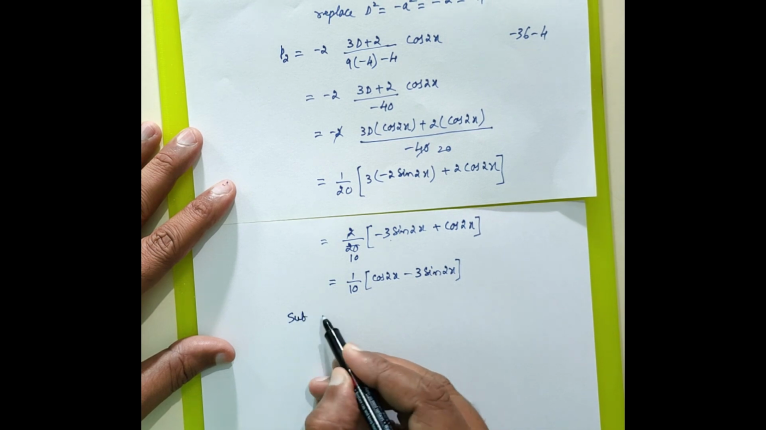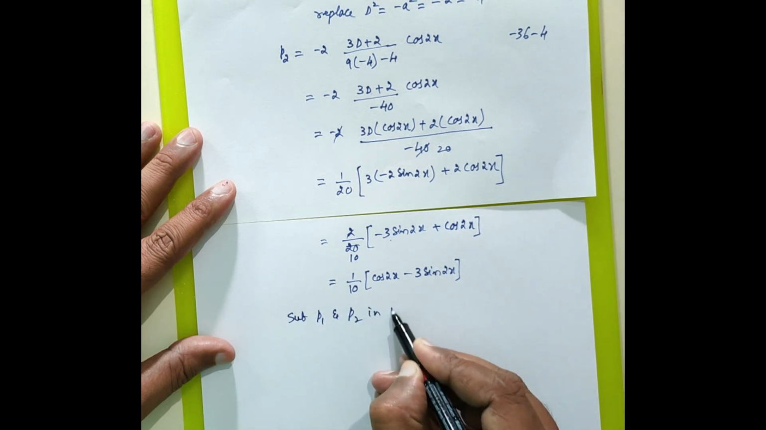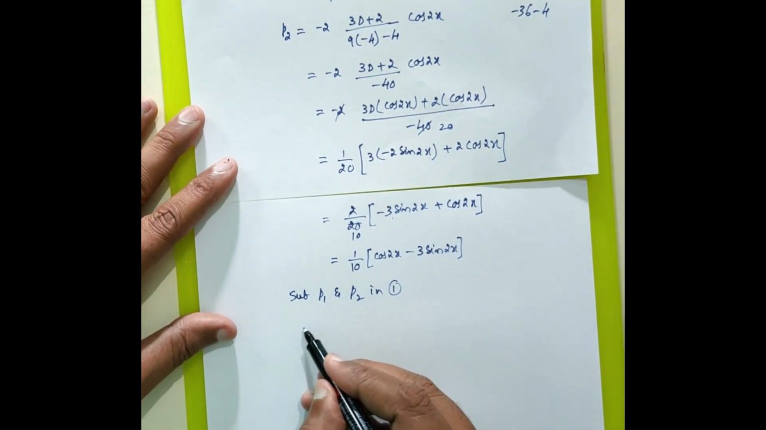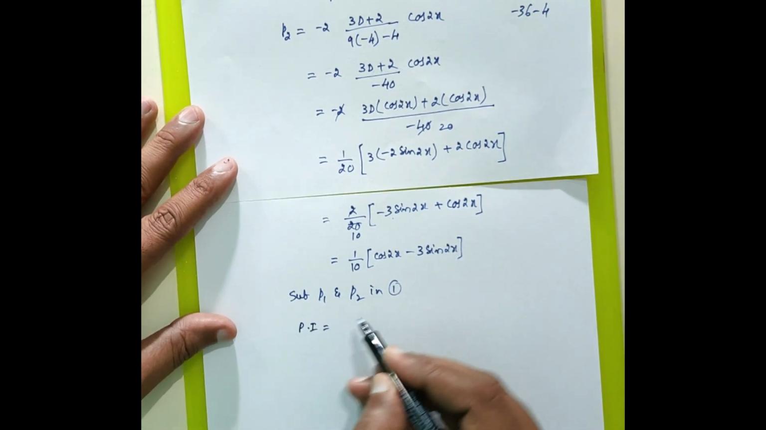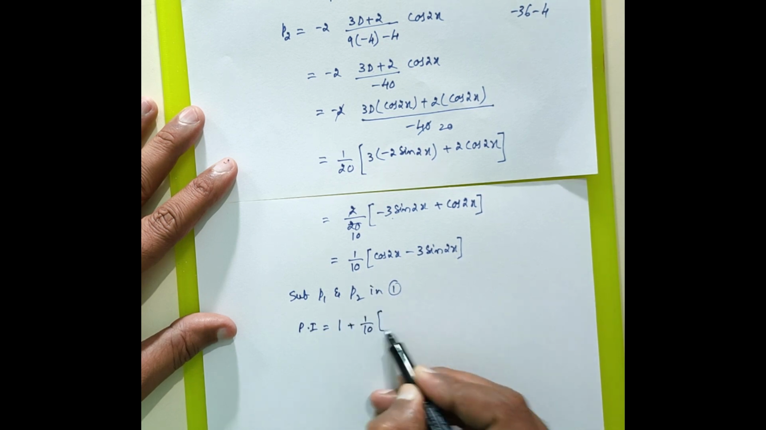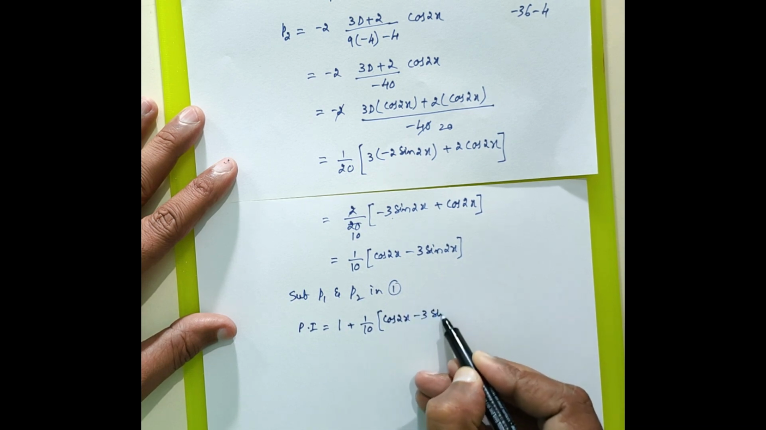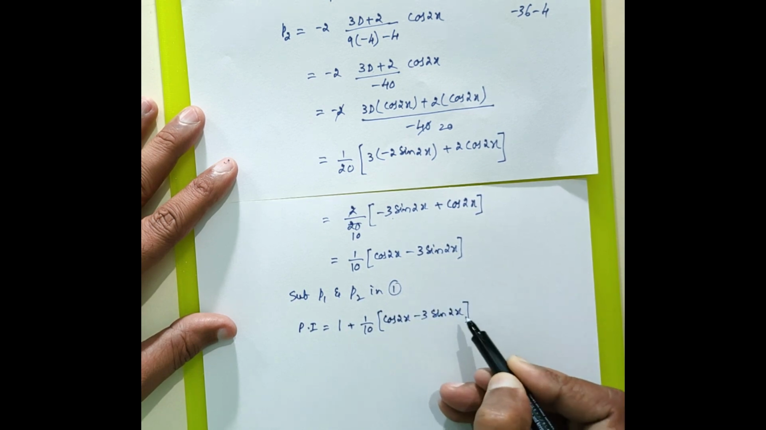So you can substitute the value of P1 and P2 back in equation number 1. So you get the particular integral to be equal to, P1 value is 1 and P2 value will be 1 by 10 times of cos of 2x minus 3 sine of 2x. So that is your PI value.